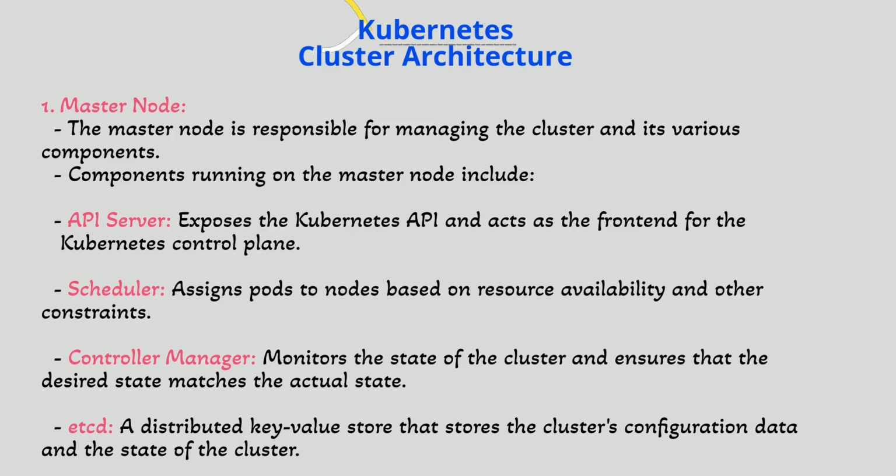1. Master node. The master node is responsible for managing the cluster and its various components. Components running on the master node include API Server, which exposes the Kubernetes API and acts as the frontend for the Kubernetes control plane. Scheduler, which assigns pods to nodes based on resource availability and other constraints.